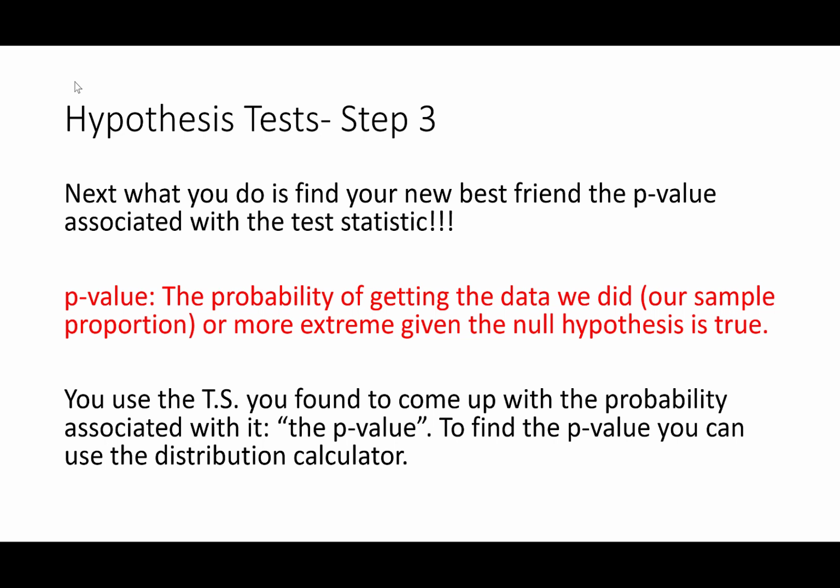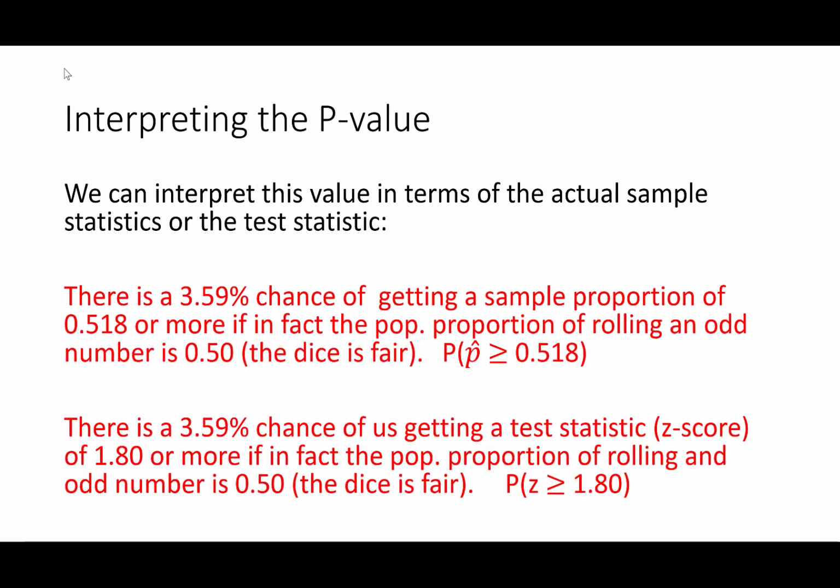How we found that likelihood was we used a test statistic, a z-score. We can interpret our p-value in one of two ways. We can think of it in terms of our sample statistics or in terms of our test statistic. There was a 3.59% chance that we would have gotten that sample proportion or one bigger if, in fact, the dice was fair. Or we can think about it in terms of a z-score. There's a 3.59% chance that we would have gotten that z-score or one bigger if I gave you a fair dice. It was very unlikely for us to have gotten the results that we did if in fact I gave you a fair dice.